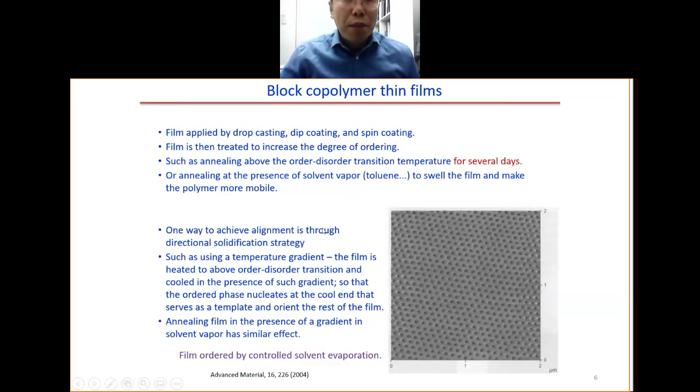So how to do the experiment? First, we need the film. The film can be formed by drop casting, dip casting, or spin coating. After we form the film, we need to treat it to increase the degree of ordering.